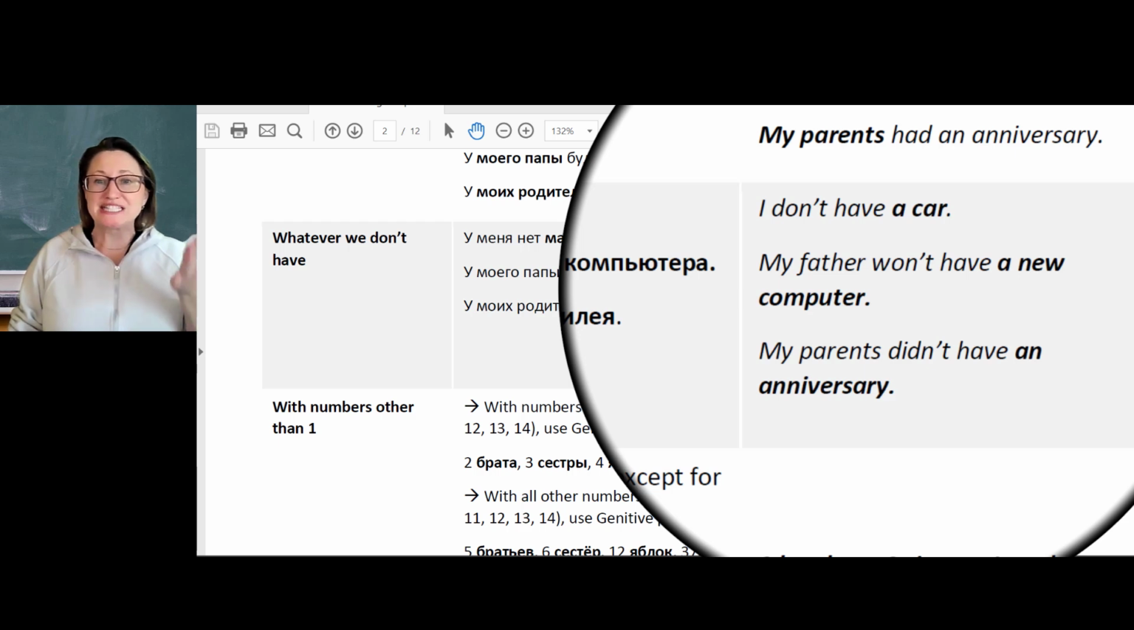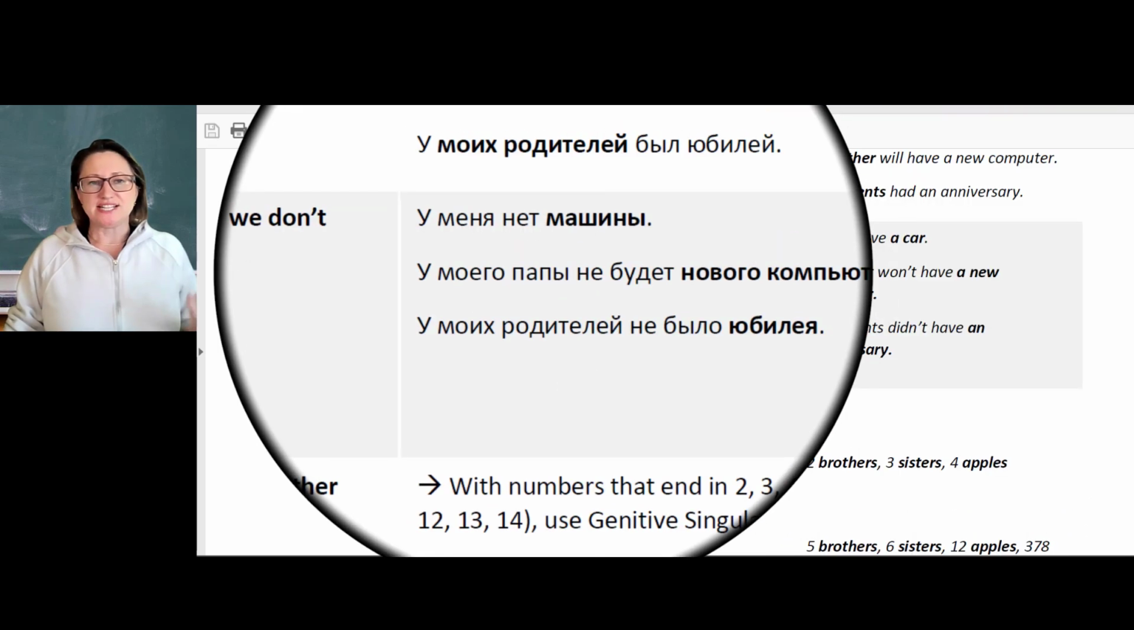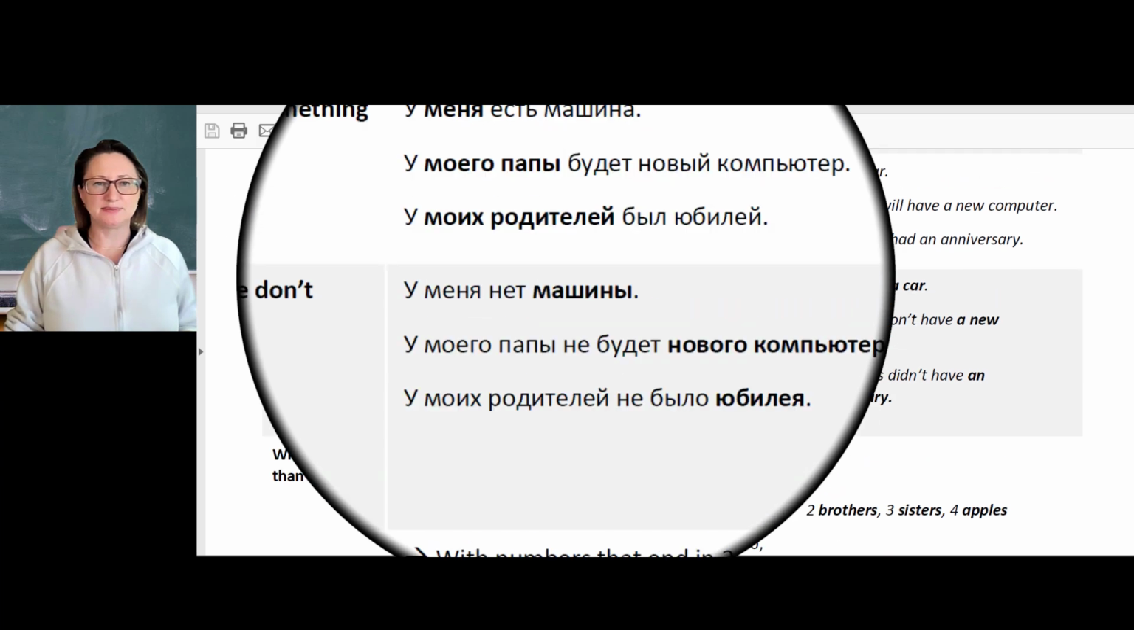Also, my parents didn't have an anniversary. That would be my parents will be genitive because they are the ones who didn't have something, and whatever they didn't have, an anniversary, will be genitive. So let's take a look.